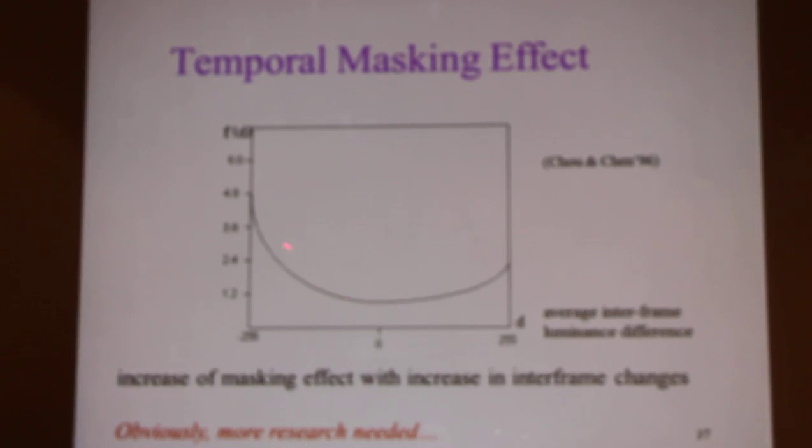Temporal masking was simply done a long time ago, but there has been no progress in recent years because the masking is so simple. If the interframe difference is 0, you get the best sensitivity. If it's not 0, then the greater the interframe difference is, the higher the masking effect. But they did not even explain why this is higher than this. So it's very rough ideas so far.